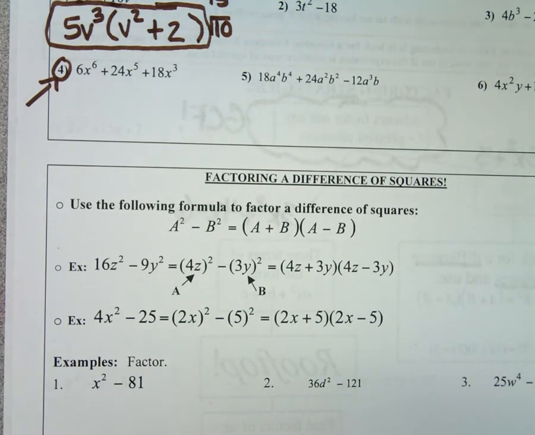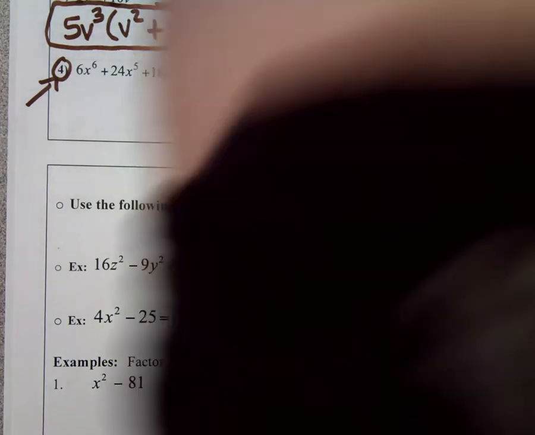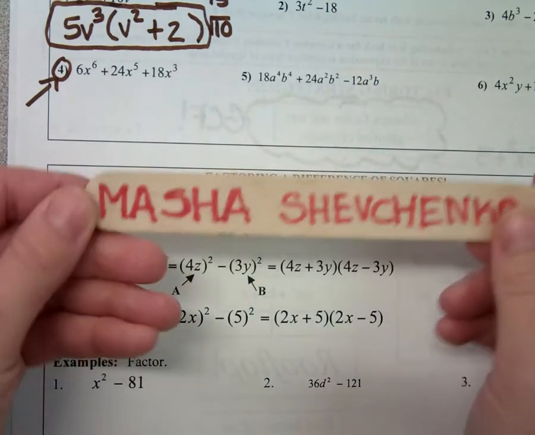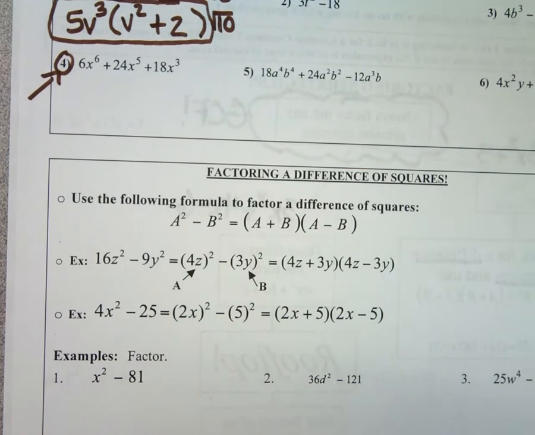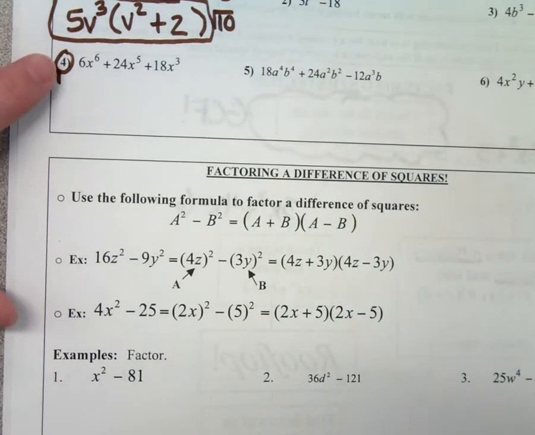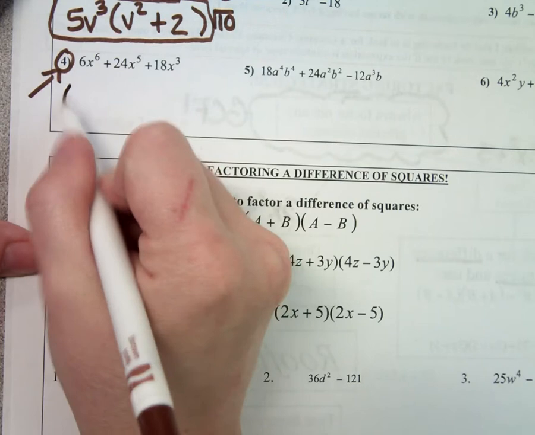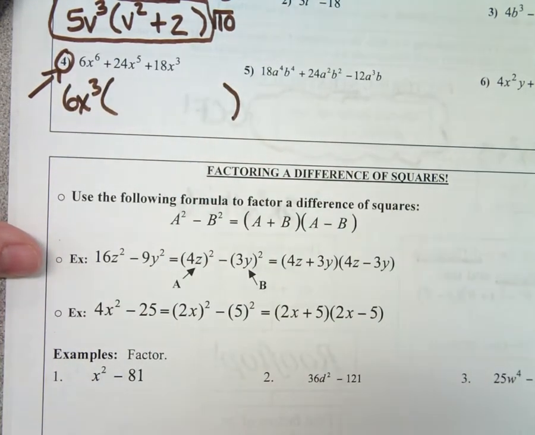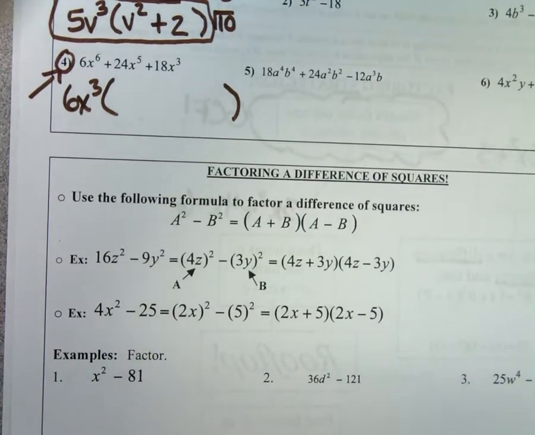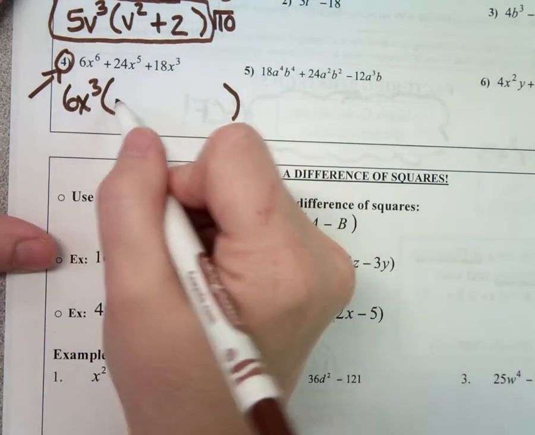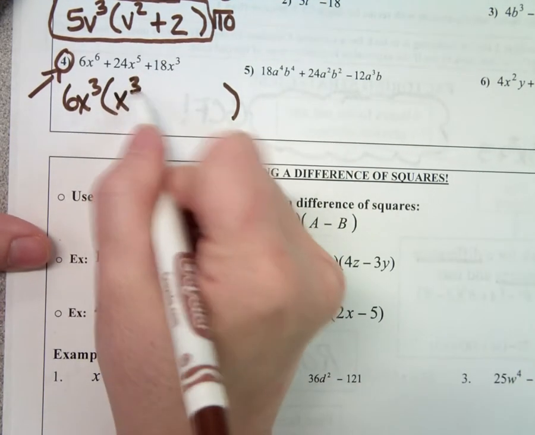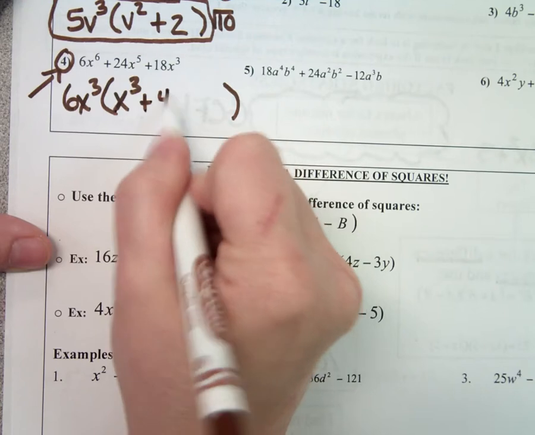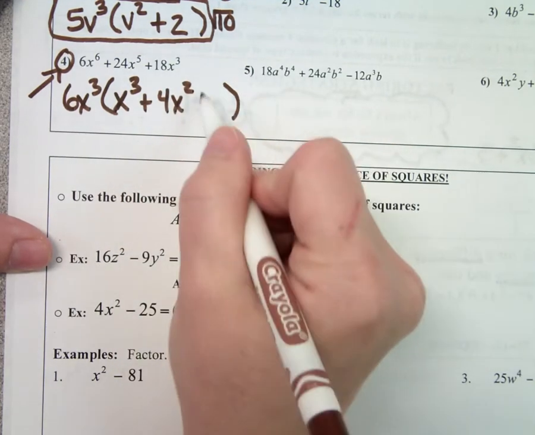All right, I'm going to actually call on 2 different people to help me with this. So the first one is Masha. Can you tell me what your GCF is? Just the GCF. For number 4. 6x cubed. Good. 6x cubed. And then you slap your parentheses back behind that. Okay, and then Shelby, can you tell me what's in the parentheses? X cubed. 4x squared. Beautiful. Plus 3. Very nice. That's it.